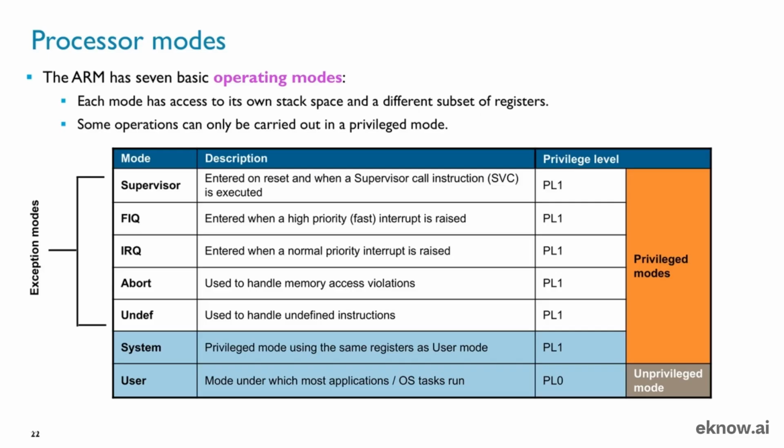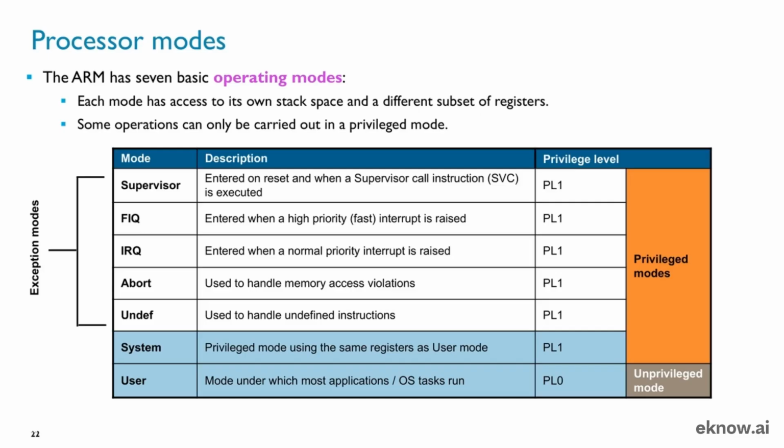IRQ, interrupt request, and FIQ, fast interrupt request. These modes handle interrupts from hardware devices. An IRQ is for general, normal priority interrupts, like a network card receiving a packet. An FIQ is for high-priority interrupts that need to be handled with very low latency, like a critical timer in a real-time system.